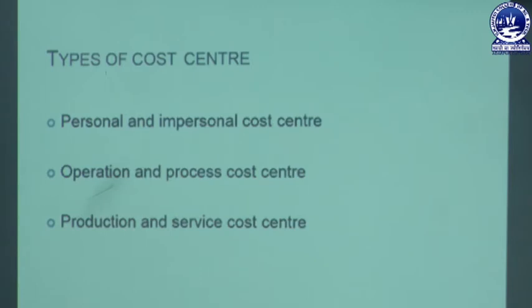Then the second one is operation cost center. It relates to that type of cost center where cost is ascertained with the help of persons as well as machines or equipment. But in case of a process cost center, cost is ascertained when a product passes through different processes, and each process is taken into consideration for ascertainment of cost. So in that case, that is known as a process cost center. That means a product passes through different processes to become a final output, and for each process how much cost is incurred, that is relating to that process cost center.